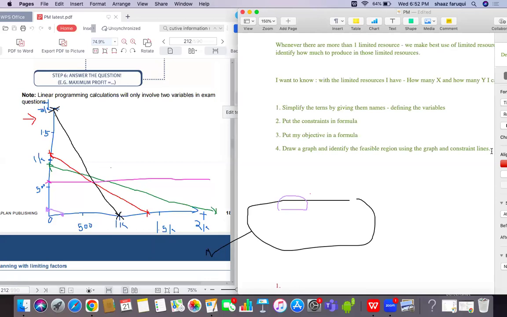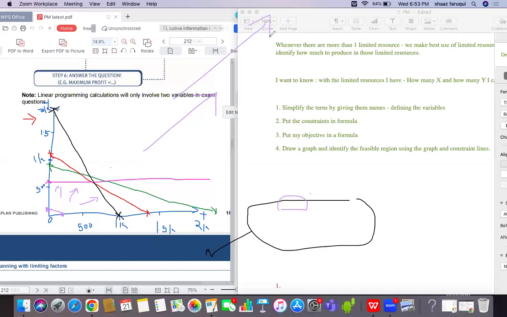farthest away point. See guys, ultimately when you want to do business, you want to make as many X's and as many Y's as possible. So obviously you want to go away from the origin point. You want to go away because you want to make more X's and more Y's. In the ideal world, you want to go here. You want to make more X's, more Y's. So you want to go far.